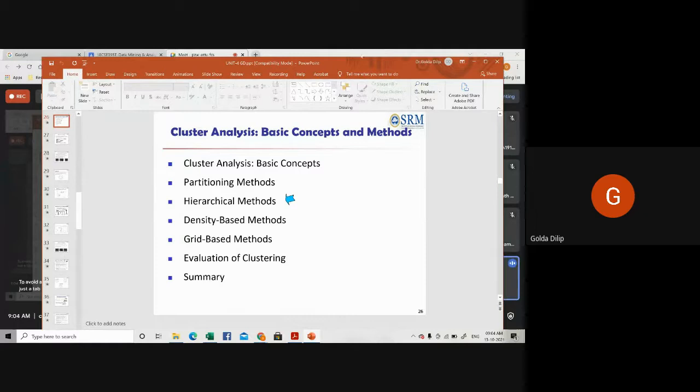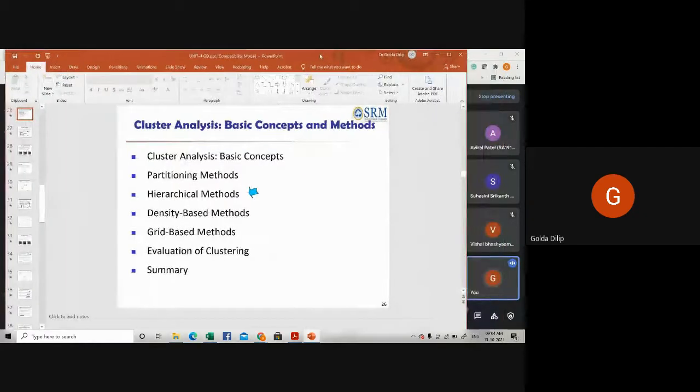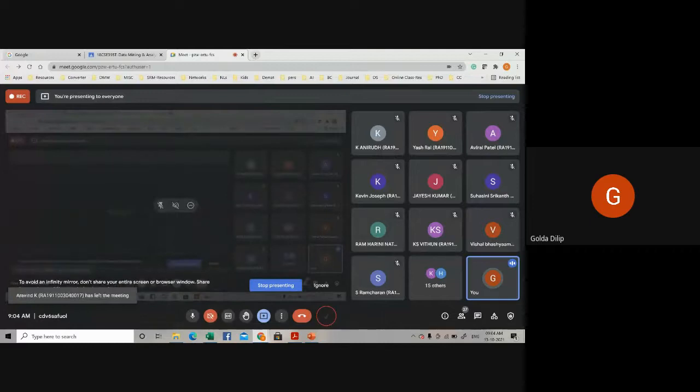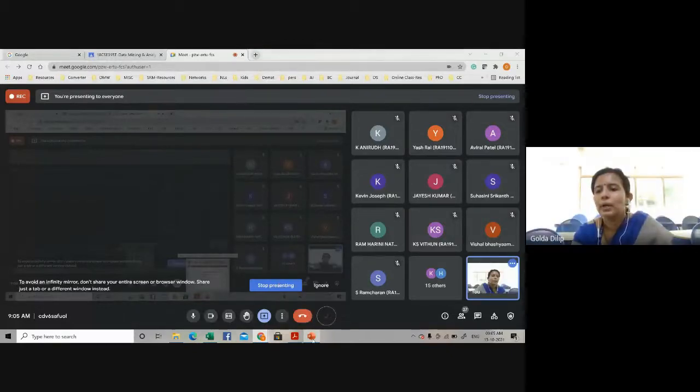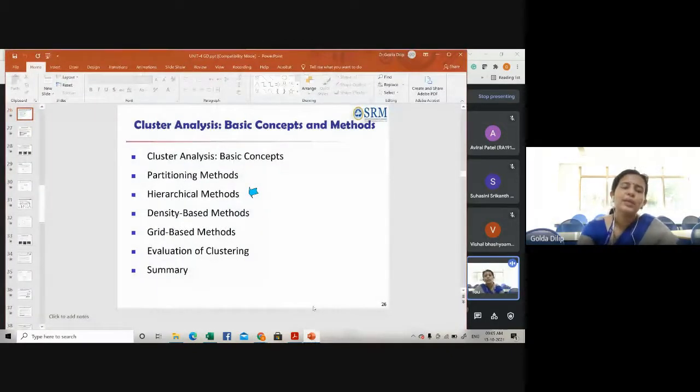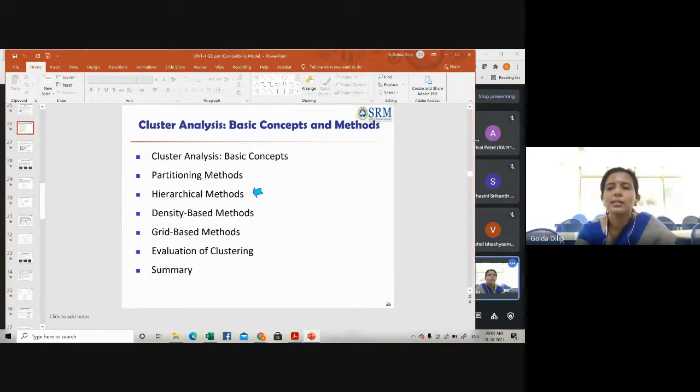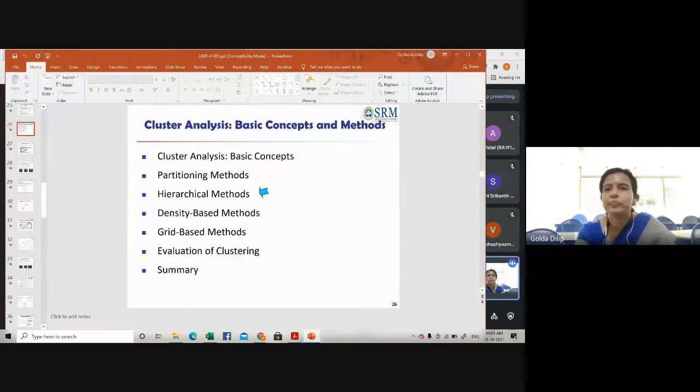Okay, so in yesterday's class, we had stopped with the partitional clustering techniques. I hope you remember the three partitional clustering techniques that we had discussed. In today's class, we are going to start with the next set of techniques, which fall under the category called hierarchical clustering.